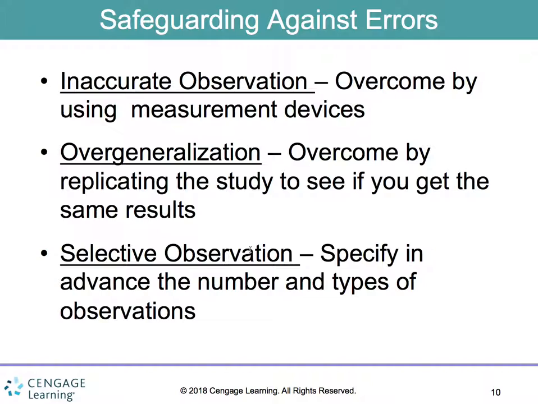Also, when we look at overgeneralizations, we can see some comparisons there with stereotyping, lumping everybody together, or whatever you're looking at. You say all white people are racist, or all Hispanics drink alcohol and drive drunk. That's when we try to lump everybody into a certain category, and then you cause issues with overgeneralization. It says to overcome this by replicating the study to see if you get the same results.